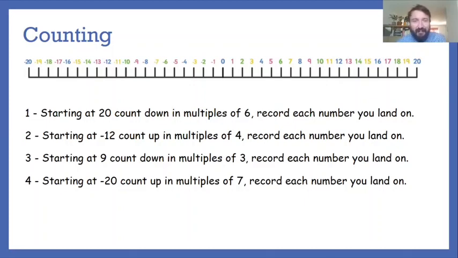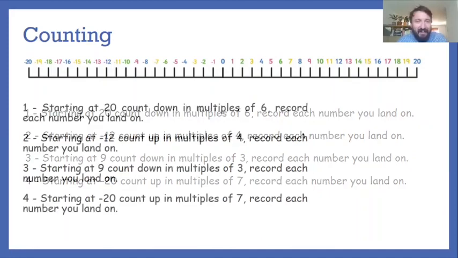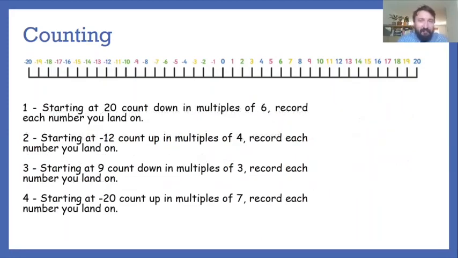Okay, you're back. Feels really strange because there's no pause for me. Okay, so you're back. Let's have a look at these together. Starting counting from 20, you count down in multiples of 6. Record each number you land on. Let's do this together. So we would have had 20, 14, 8, 2, -4, -10, and -16. Wonderful.